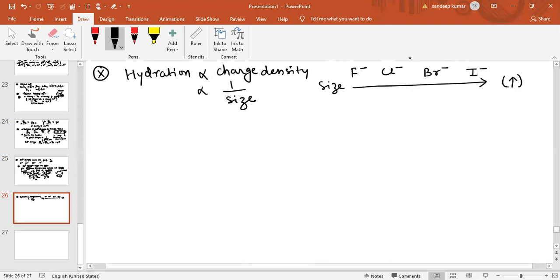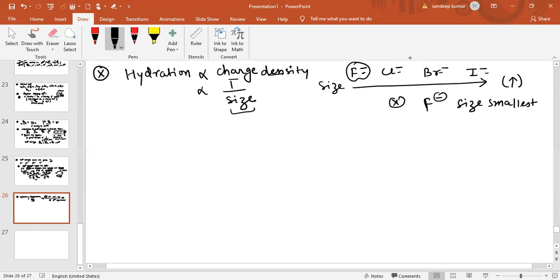Size increases. So F minus is smallest in size, and the charge is same: -1, -1, -1 and -1. So the charge is same, but size is different. Basically F minus is smallest in size. In all four nucleophiles, F minus is smallest in size.